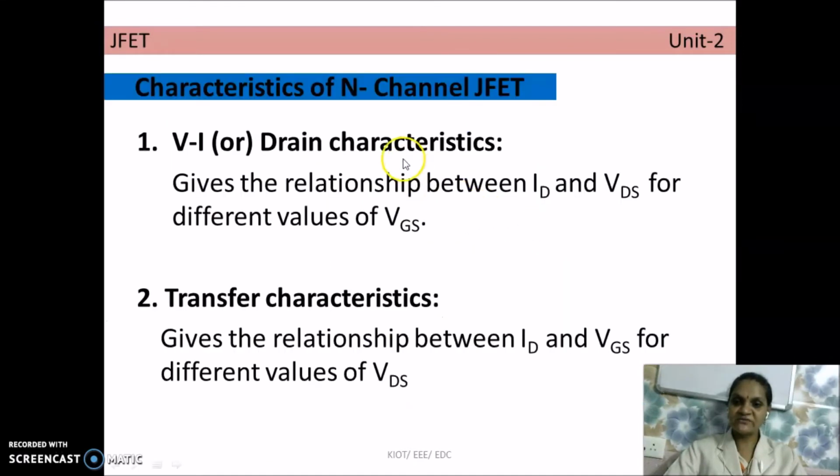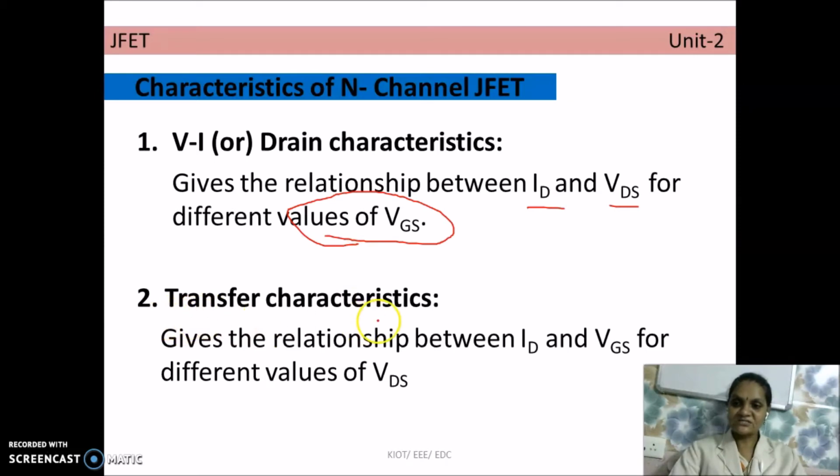So this is evident with the help of two characteristics. One is drain characteristics, another one is transfer characteristics. Drain characteristics are the characteristics plotted on the drain terminal of the FET, which is the output terminal of the FET. So we have to take the output voltage and output current. Output voltage is VDS, output current is ID, and this curve is plotted for constant values of VGS.